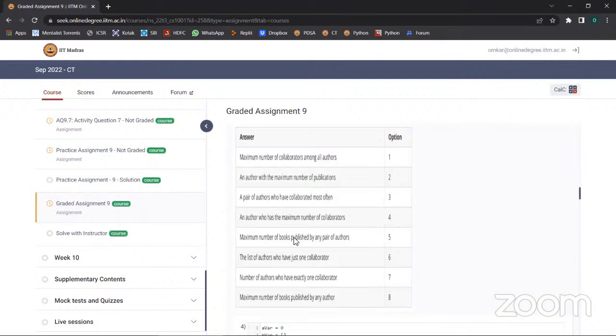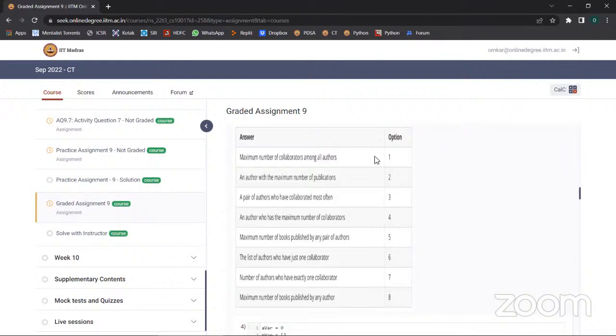A pair of authors. Yeah, the maximum number, max. That's option 5. And likewise, the last option, maximum number of books published by any author. Any author, written by any author. Correct. Thank you, sir. It actually helps a lot. The options are really confusing, because that word publish, I was literally taking it as a publishing company. No, that's why I said it has nothing to do with that. It's purely based on authors and the books they have written. That's all.